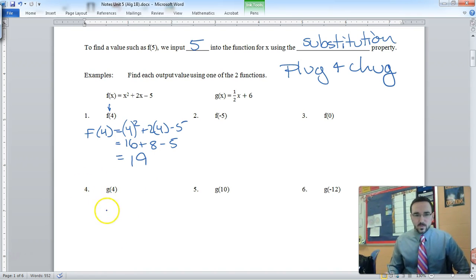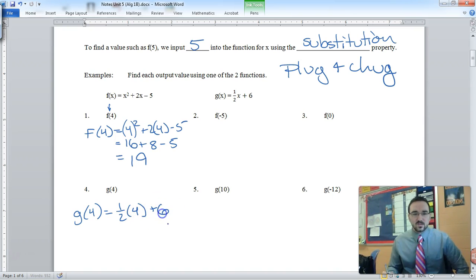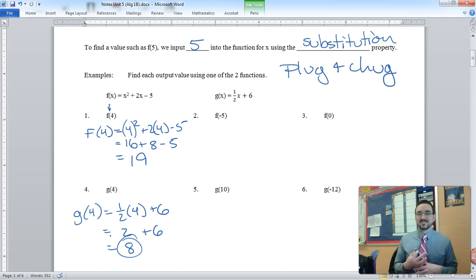So number 4, we have g of 4. g of 4 is going to be equal to 1/2 times 4 plus 6. We're going to evaluate, so 1/2 of 4 is 2, plus 6, and that's equal to 8. So g of 4 is equal to 8 as a final solution. Okay, pause the video and check out the rest of the problems on this page, and then we'll move on to what are known as composite functions, which are even more fun. Do these problems, pause the video if you need to.